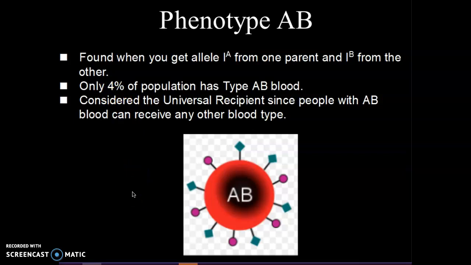Now, AB is kind of unique because it doesn't have any antibodies. Think about it though, we can't have an anti-A or an anti-B because it would attack itself, right? So it has both proteins on the outside and no antibodies. And this blood type is called the universal recipient, even though it is so rare. If I had blood type AB, I'd be sitting pretty if something happened because I could get type A, I could get type B, I could get type AB, and I could get type O. So in other words, you can't put any blood in me that's going to kill me. So AB is actually a good blood type to have.